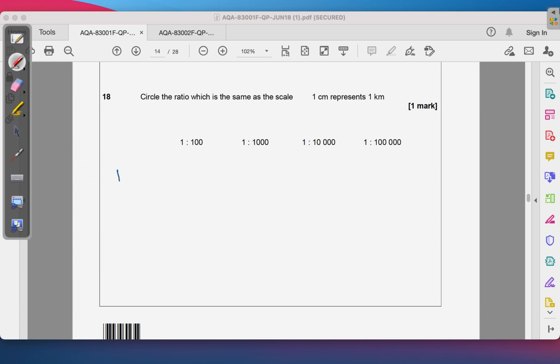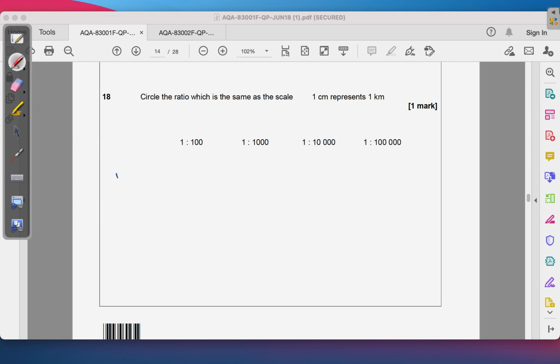Okay, so it's saying here 1 centimetre to 1 kilometre is the scale. So what it's asking us to do is show how many centimetres in real life there are for every 1 centimetre on the map. Now, the way that we do that is we need to convert 1 kilometre into centimetres.